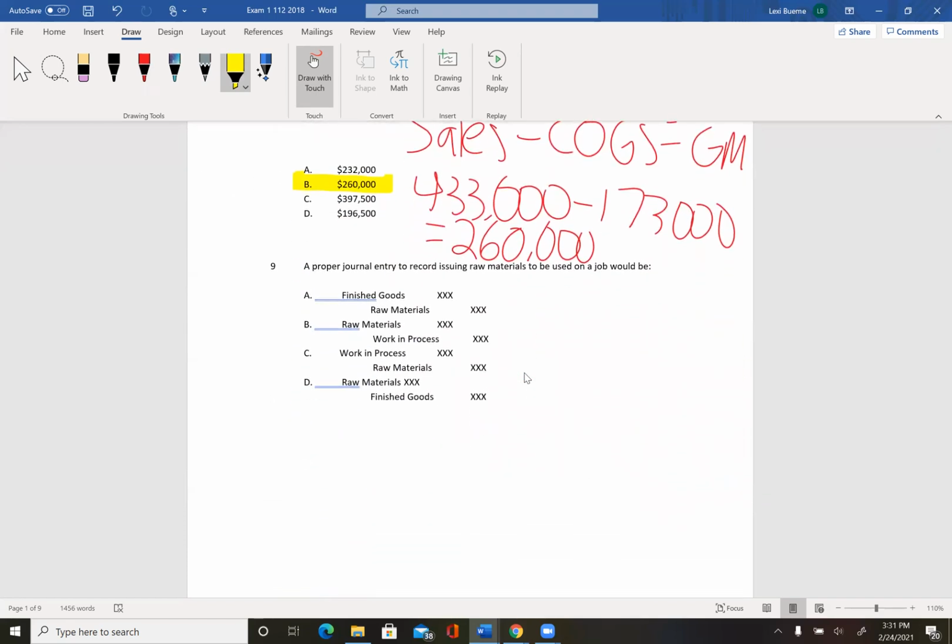9, what is the proper journal entry to record issuing raw materials to be used on a job? We're looking for the journal entry. The correct journal entry is going to be C, work in process for a debit, raw materials for a credit. You're crediting the raw materials because they're to be used. If it was saying purchased, that would be debit raw materials, but since it's saying they're issuing them to be used, that's why you would credit the raw materials and debit work in process.